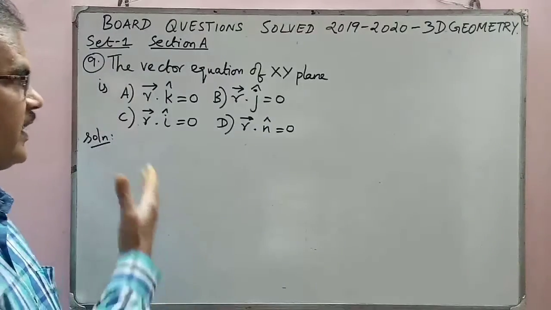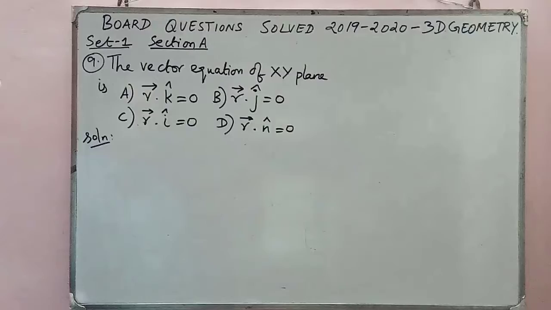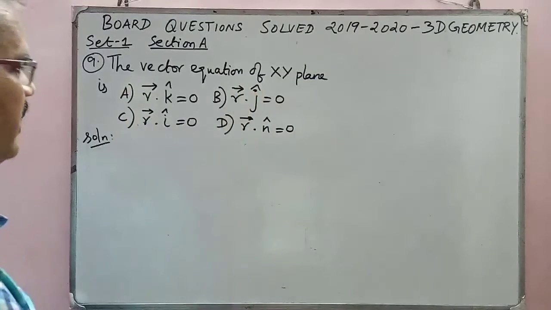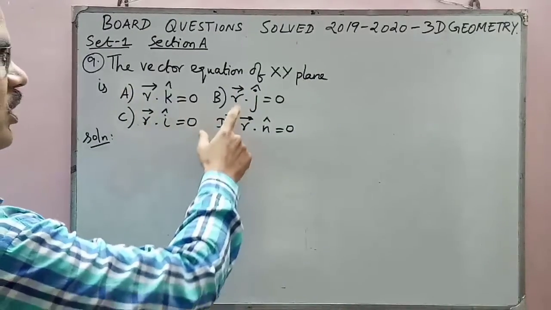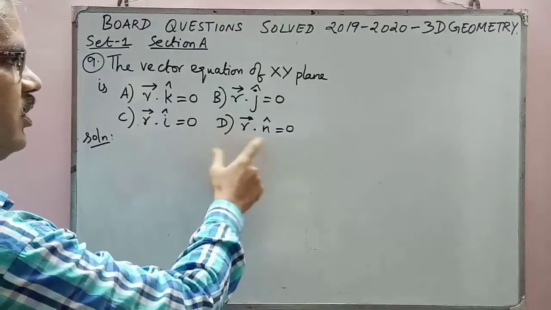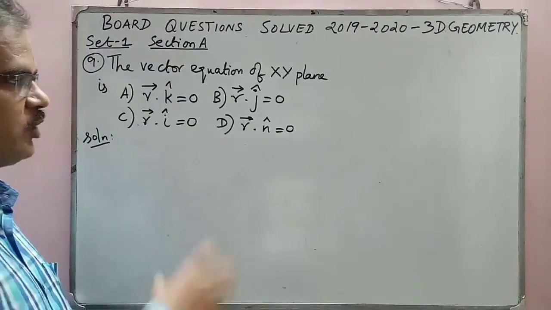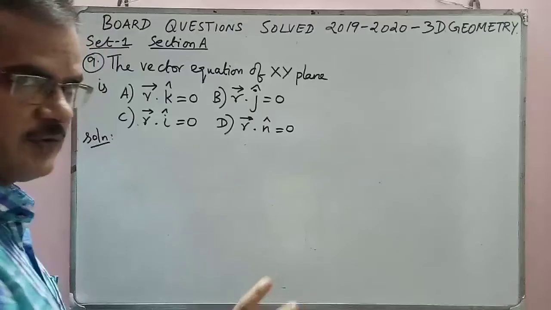This is the 9th question, set 1, section A. The question says: the vector equation of the xy plane is r dot k equal to 0, or r dot j equal to 0, r dot i equal to 0, or r dot n cap equal to 0. I am going to explain this question in 3 different ways.